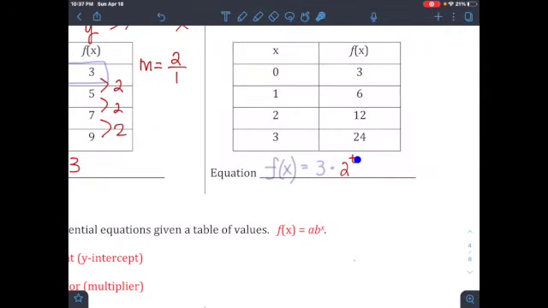Think about this: t equals 0. 2 to the 0 power is 1, and times 3 is going to be 3. 3 times 1. Let me write that down.